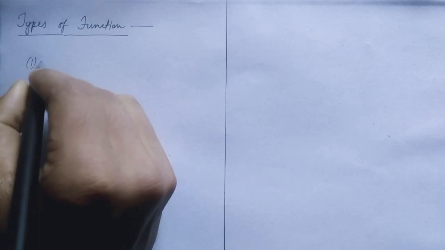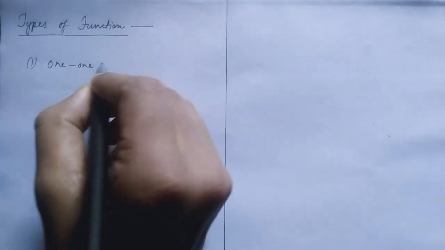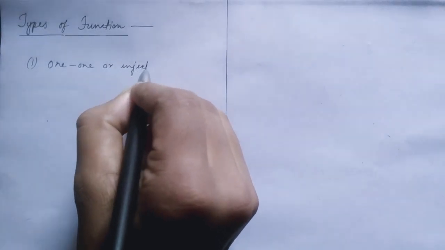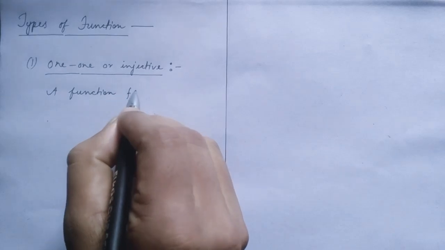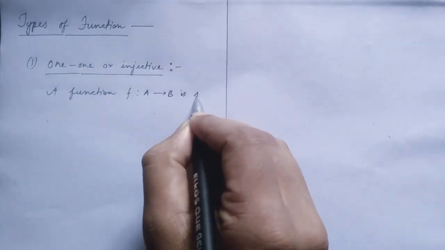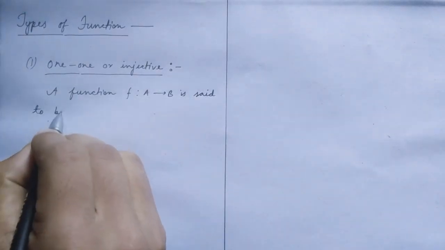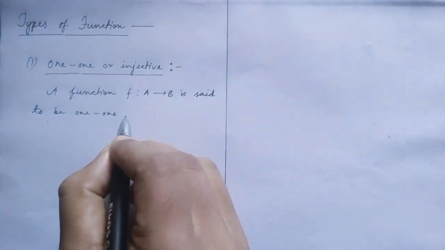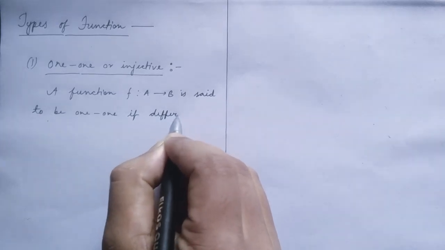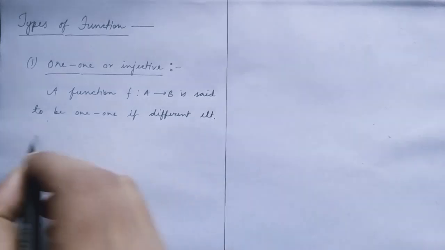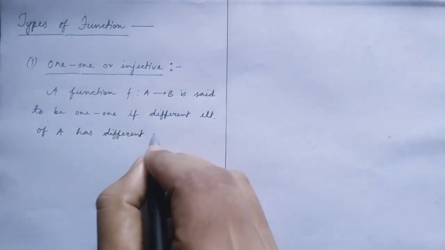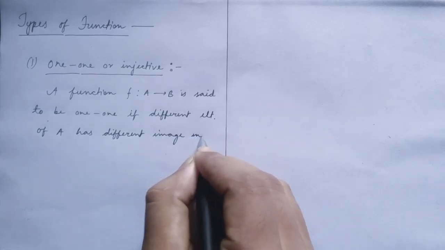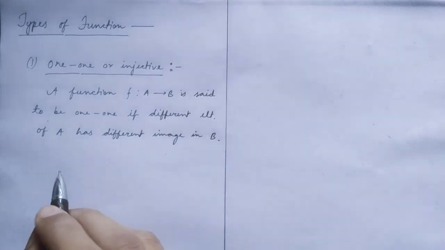So number one, one-one or injective. A function f from A to B is said to be one-one if different elements of A have different images in B. So the definition is very simple.